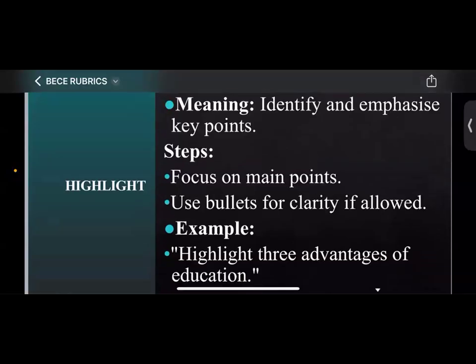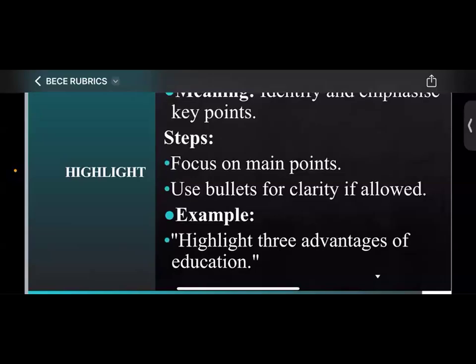Example, highlight 3 advantages of education. So each point you pick, that becomes your topic sentence. Then you support it with about 2 supporting sentences, and that's it. If there's an example, you add it and you are done.